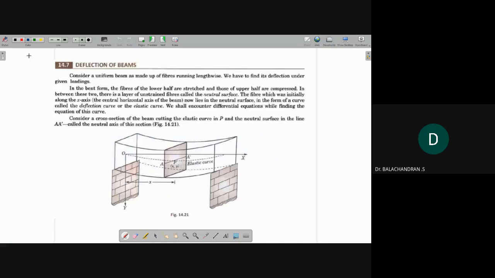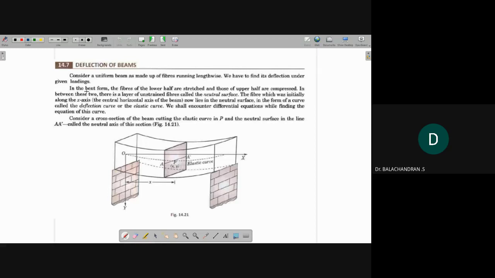Okay. So I'm also studying and I'm taking, because this is not relevant to exact mathematics. So here we are going to use differential equation. Okay. So suppose if I made any mistake, please correct me. Okay. Deflection of beams. Consider a uniform beam as made up of fibers running lengthwise. Okay. We have to find its deflection under given loading.